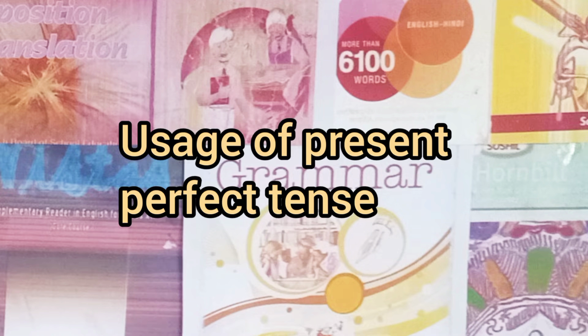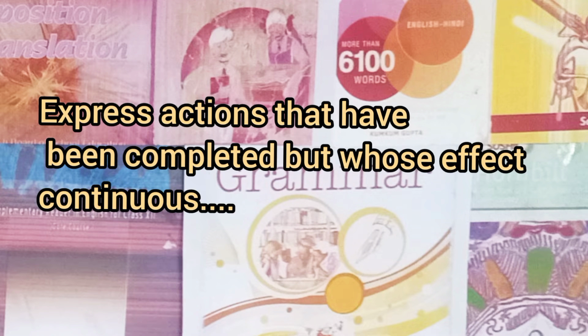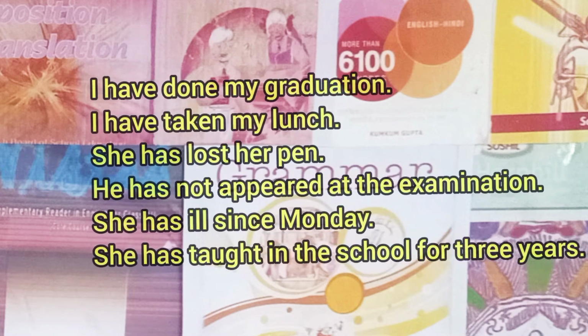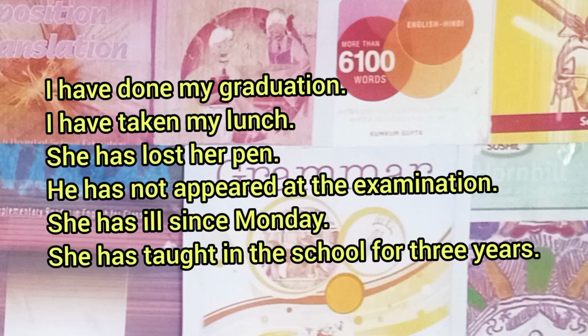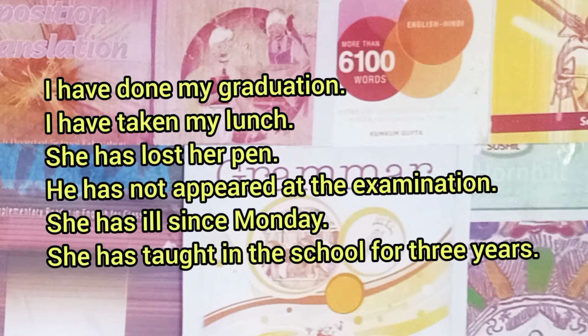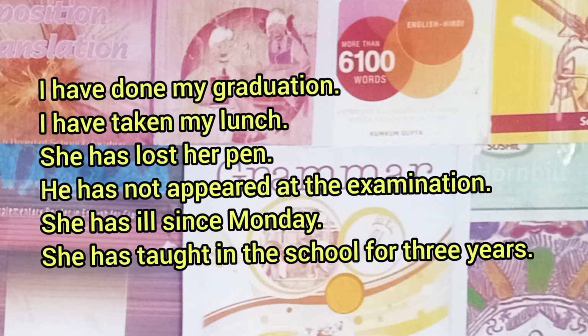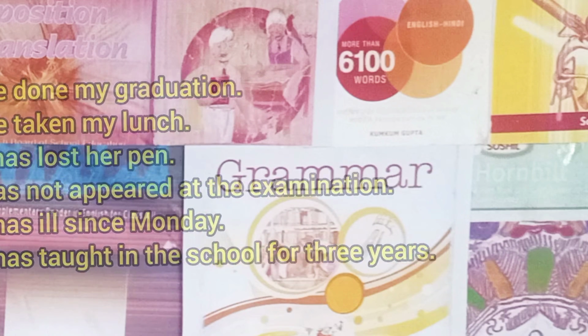We can express actions in the present perfect tense that have been completed but whose effect continues. There are some examples, like: I have done my graduation, I have taken my lunch, she has lost her pen, he has not appeared at the examination, she has been ill since Monday, she has taught in this school for 3 years.